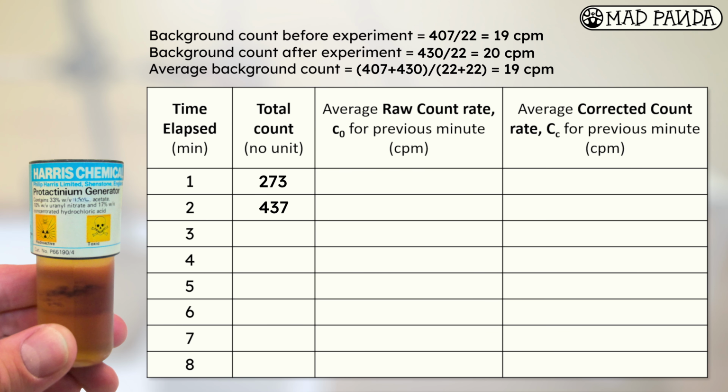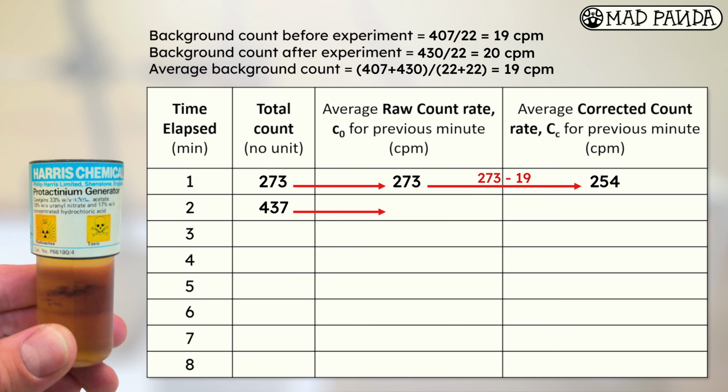Now you might have been doing some of the maths as we went along, but just to illustrate what you would need to do: for the first reading, the raw count rate is just the same as the total count, and then to obtain the corrected count rate, we just need to subtract the average background count rate of 19 to give us 254 for our corrected count rate.